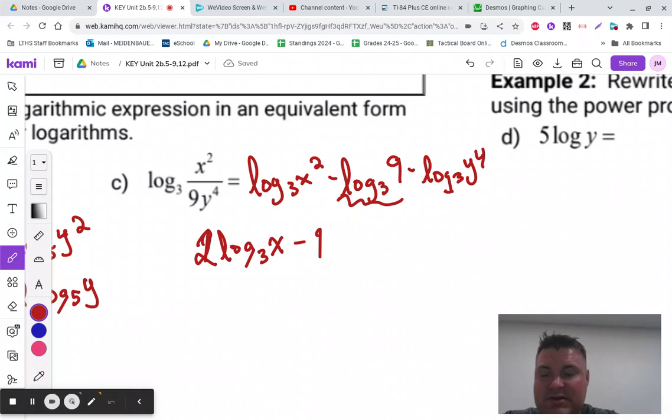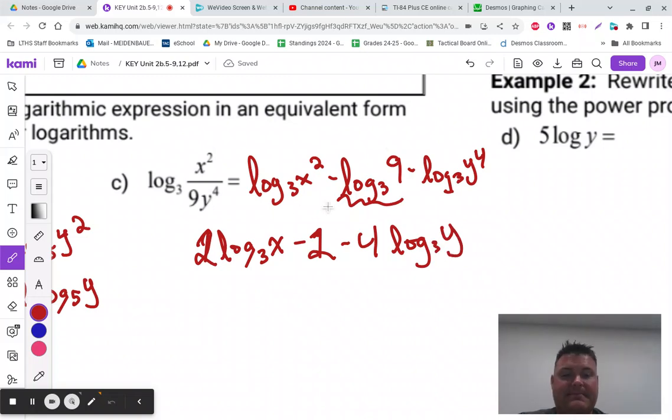Oh my gosh, that's not a 2. Minus 4 log. I think this is a practical joke being played on me. Okay.